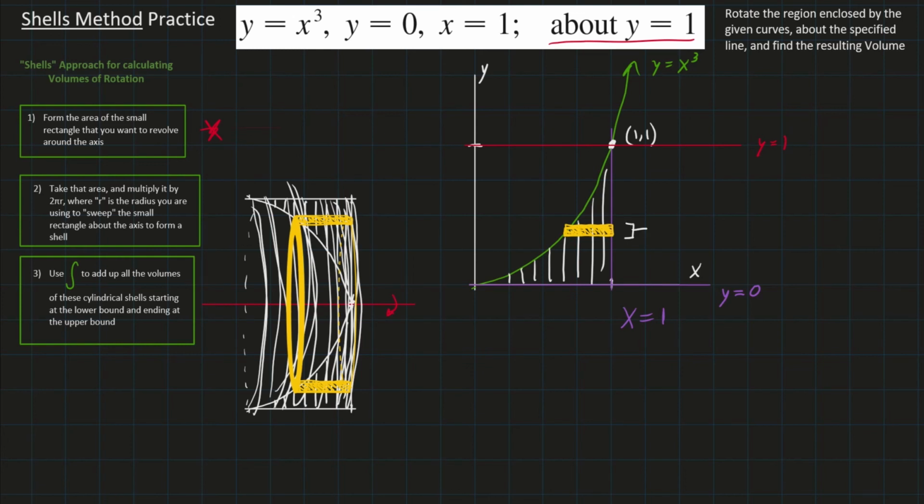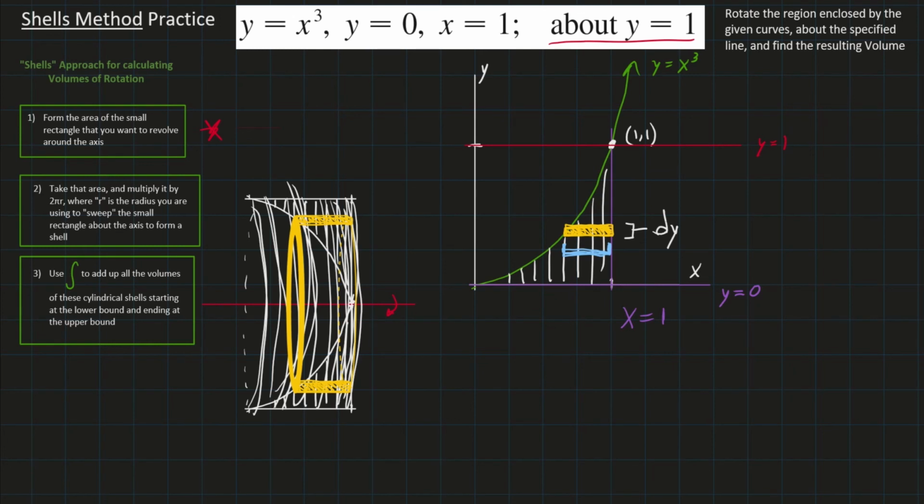So my width will be dy, a tiny bit of y distance. And the length will be this blue line right here. We have to be careful. This blue length is neither the x coordinates of the green nor the x coordinates of the purple. It's going to be some subtraction between those x's.